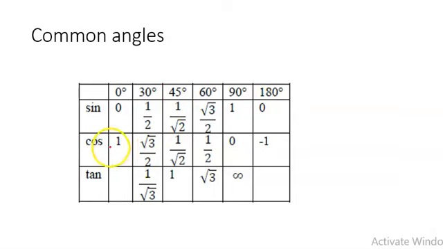So let's come back to cos. Cos 0 is 1, cos 30 is root 3 over 2, cos 45 is 1 over root 2, cos 60 is half, cos 90 is 0. Now when it comes to tan, tan 0 is 0, tan 30 is 1 over root 3, tan 45 is 1, tan 60 is root 3, and then tan 90, that is infinity. Good. So these are the common angles that we have around.